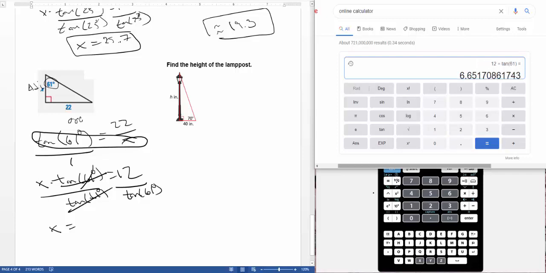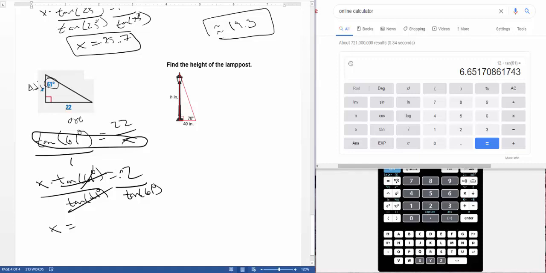I'm still in degree mode, which is good. That tells me that x, to the nearest tenth, should be 6.7. Oh, it should not be 6.7, because for some reason I miscopied this down wrong. It's not 12, it's 22. That's an easy mistake to make. It's not a very smart mistake to make, but it's a mistake you can make.